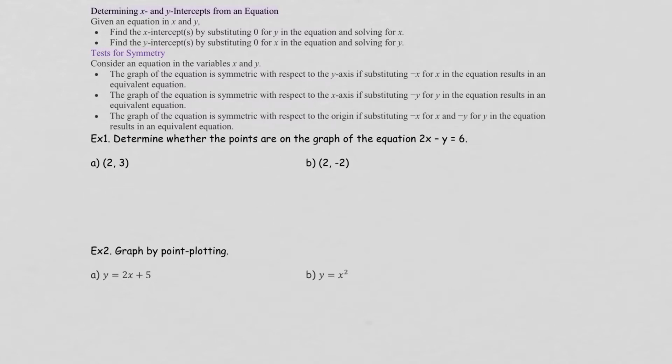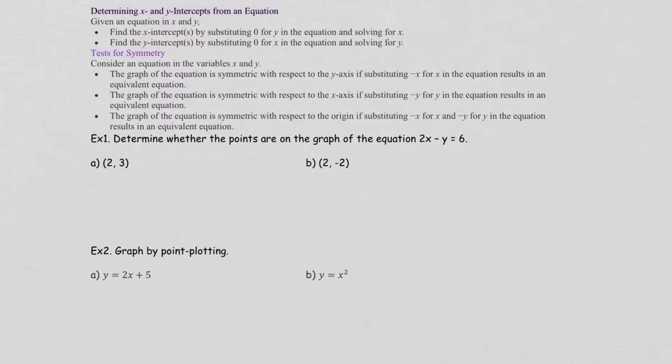This section, we're going to talk about graphs of equations in two variables. So here, we're going to talk a little bit about intercept and symmetry. Intercept: we have x-intercept and y-intercept.